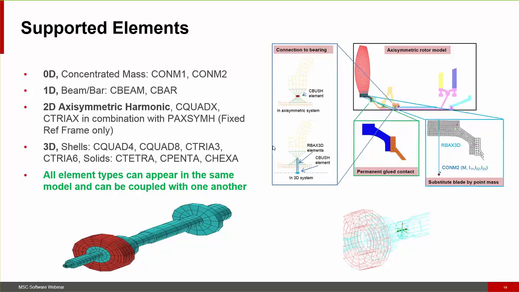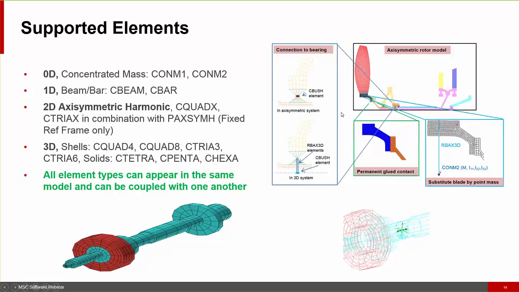And we'll take a little bit closer look at that in a minute. But beforehand, let's talk quickly about the 3D elements. So in 3D, you can use quads and triangle elements as shells, and tetrahedral, pentahedral, and hexahedral elements for 3D solids. And it should be mentioned that all of these element types can appear in the same model, and they can all be coupled with one another, so giving you a lot of flexibility.